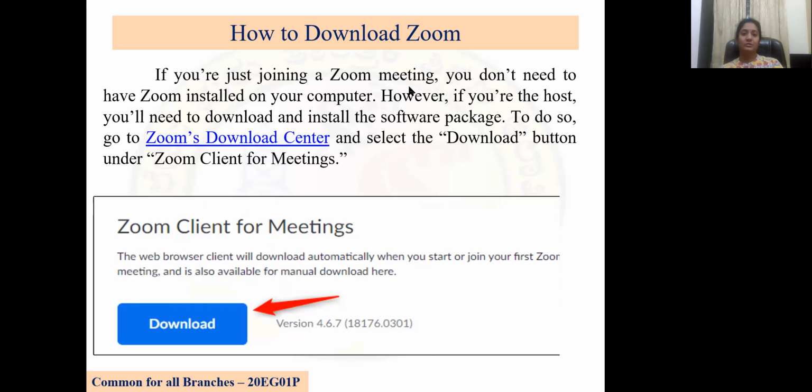So let's learn how to download Zoom. If you're just joining a Zoom meeting, you don't need to have Zoom installed on your computer. However, if you are the host, you'll need to download and install the software package. To do so, you need to go to Zoom's download center and select the download button under Zoom client for meetings. This is how the icon appears when you move to Zoom client for meetings. So here you can go and download your software.